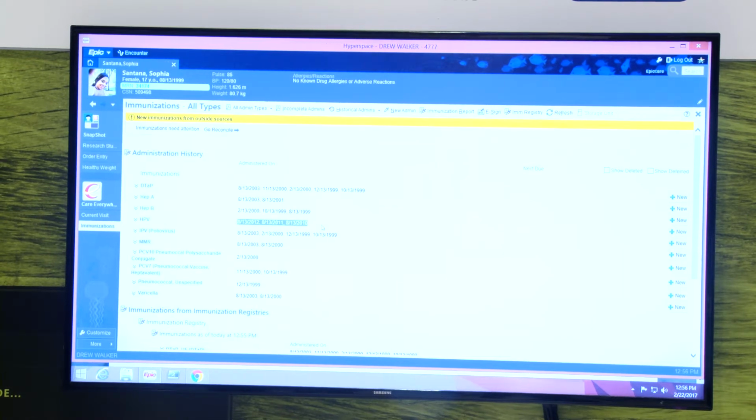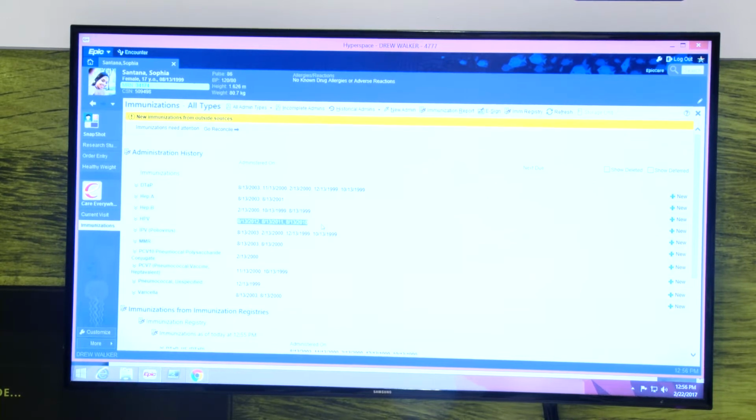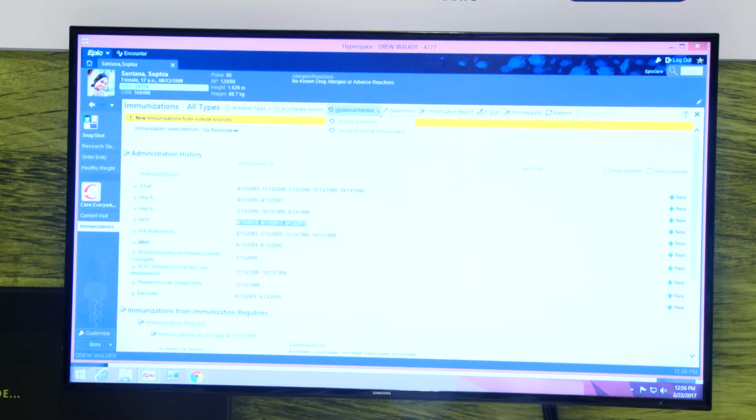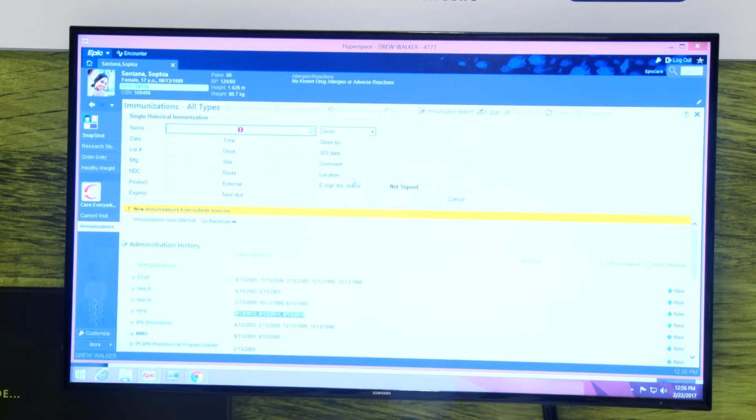Now, the provider also notices that there is a Hib vaccination that Sophia received when she was 2 years old. This information is not included in the registry's data, nor is it included on the patient's chart. So it's very likely that Sophia received this Hib vaccination when she lived out of state. So we're going to go ahead and document that Hib vaccination as a historical administration since we would like to have it as part of our system.